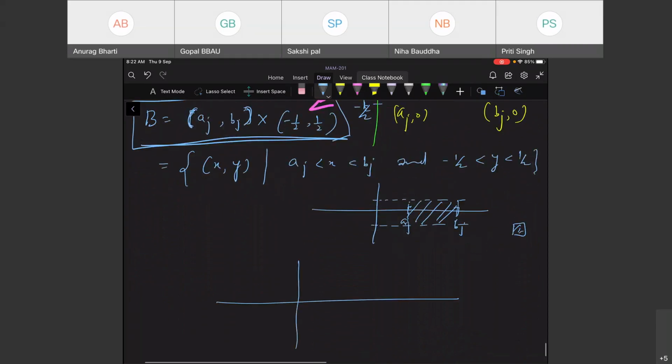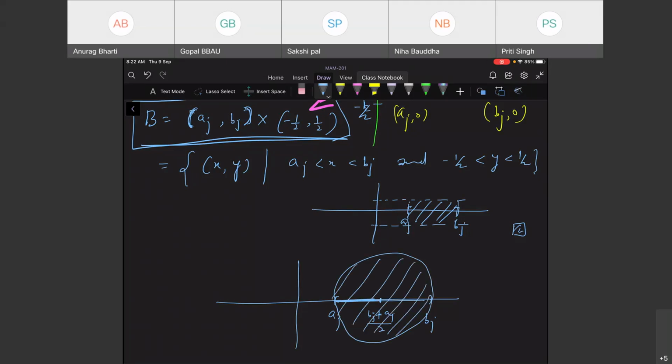What would another open set? Take this is aj, this is bj. You take the midpoint of aj bj. This is (bj minus aj)/2, (bj plus aj)/2. Then make a circle, okay? Take this circle with this radius and choose this disk. So disk means the region inside that circle.